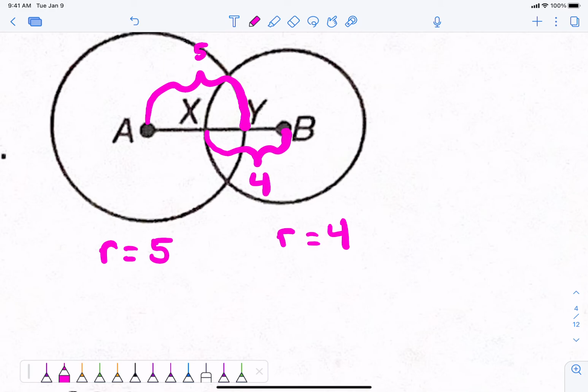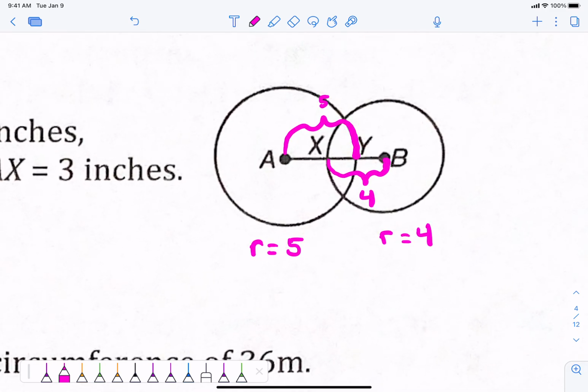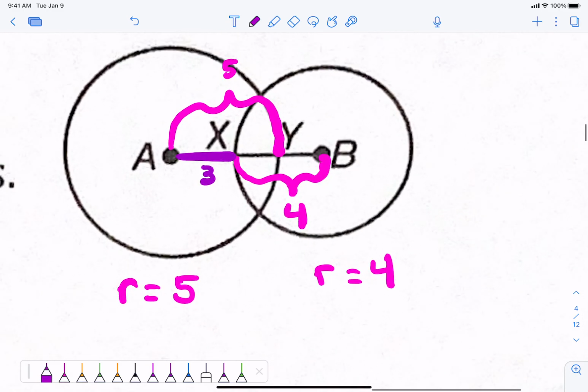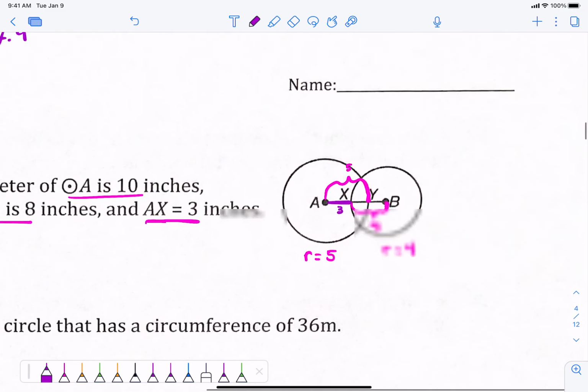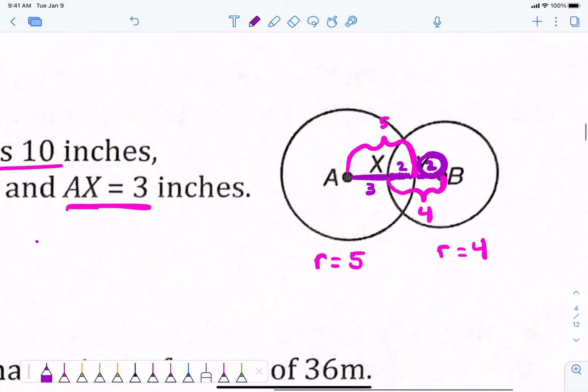Now I have the benefit of using two different colors. They give me some other piece of information. AX is 3, so from here to here is 3. What are we trying to find? YB. So what is this little piece right here? That's 2, because it has to add up to be 5. And if that's 2, then the other one is 2 also because they have to add up to be 4. So YB is 2 inches.